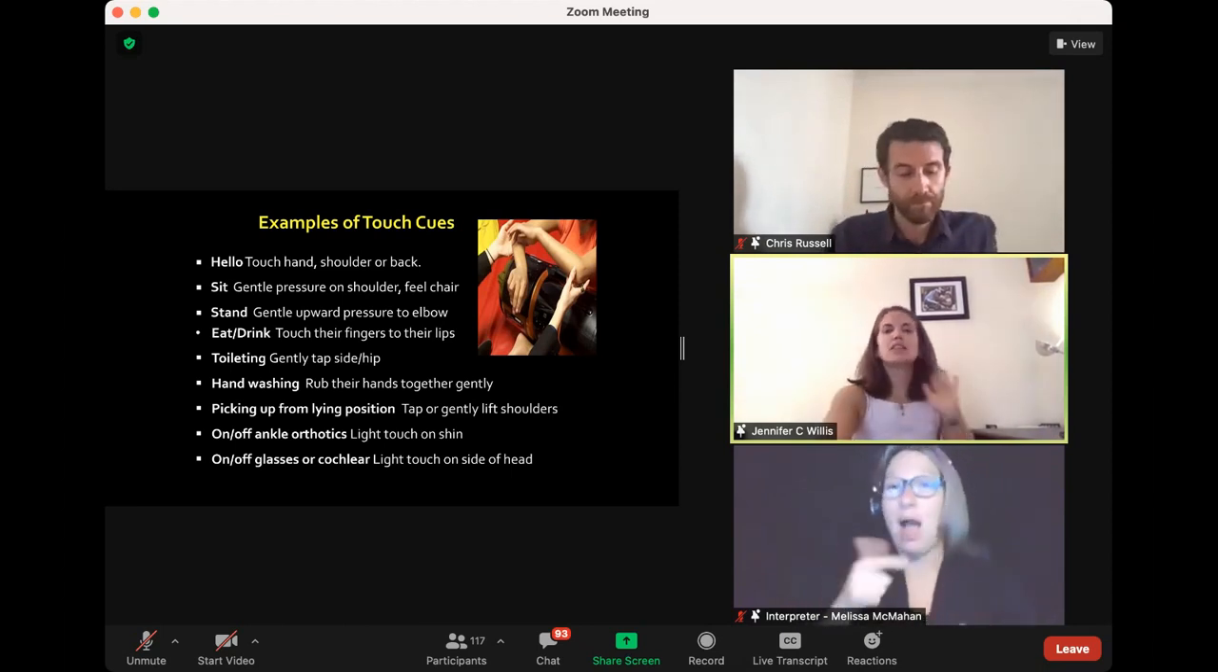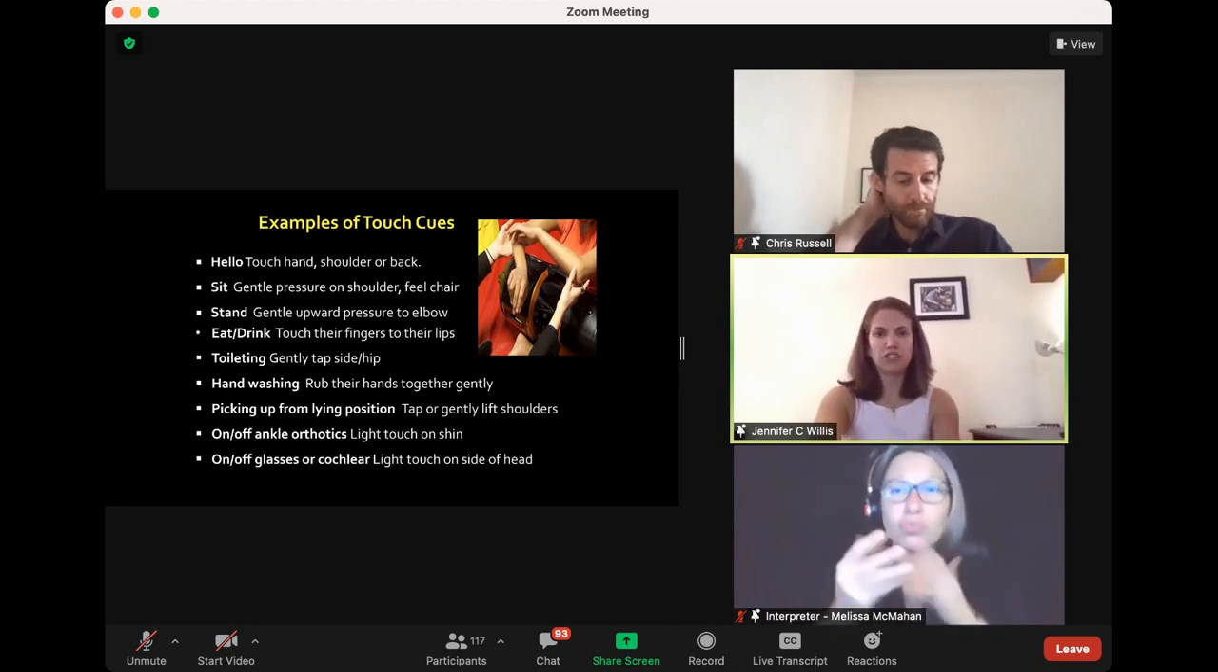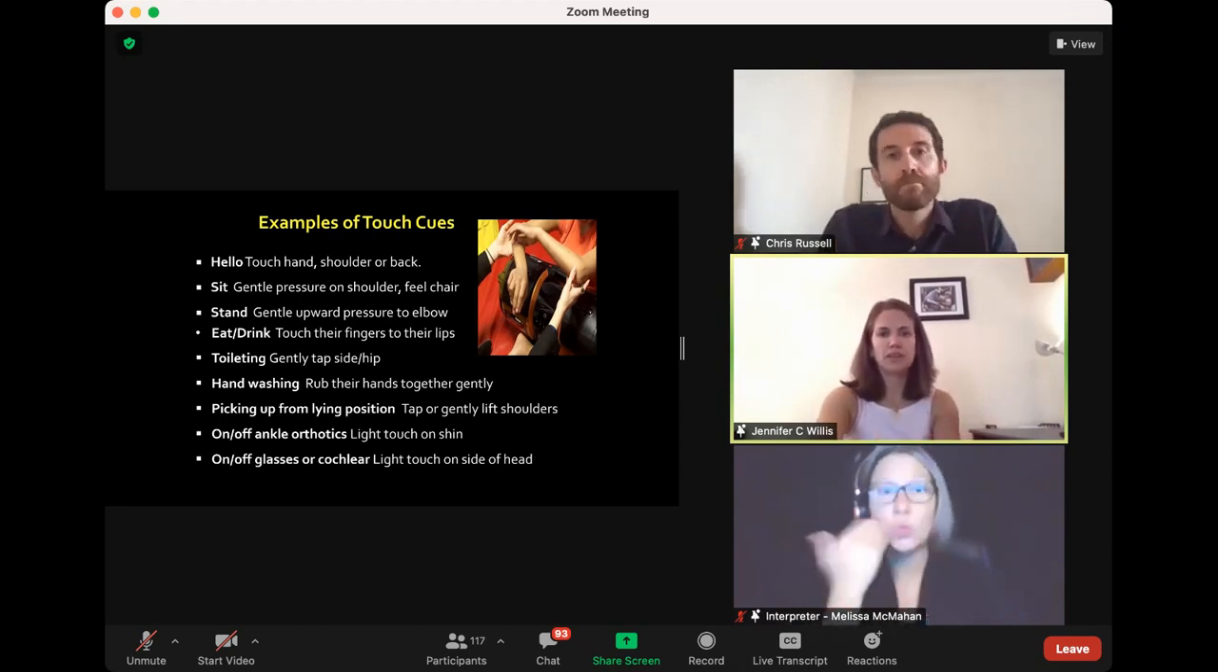So touch cues can have a lot of benefit of just a way to engage with a student and provide them information to anticipate what's going to happen.